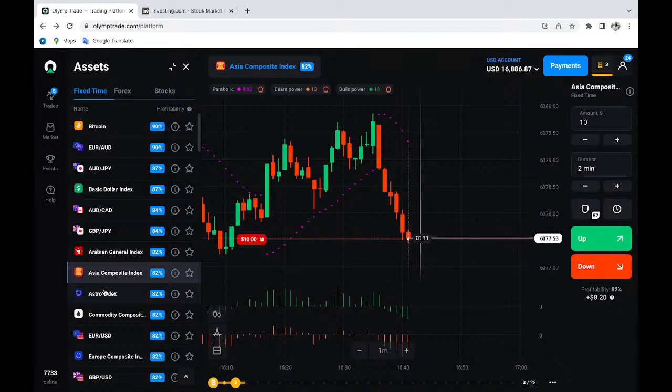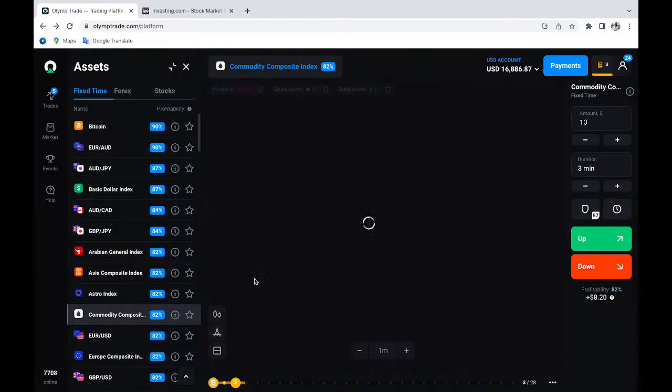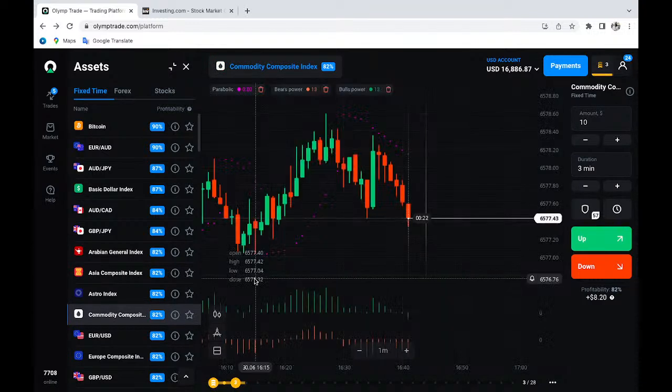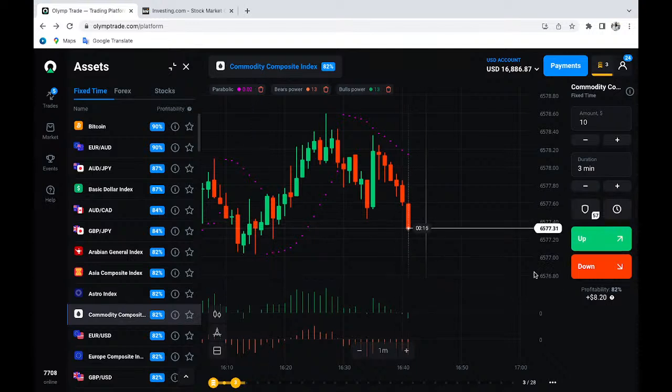I recommend that whenever you're using this strategy, open 5 to 10 trades, then take a break. Open again 5 to 10 trades and take a break. Use this strategy perfectly. Once you get all three confirmations, you can open a trade. I highly recommend you use a 1 minute graph period and a 2 to 4 minute trade duration. You can use 2 minute, 3 minute, and 4 minute.